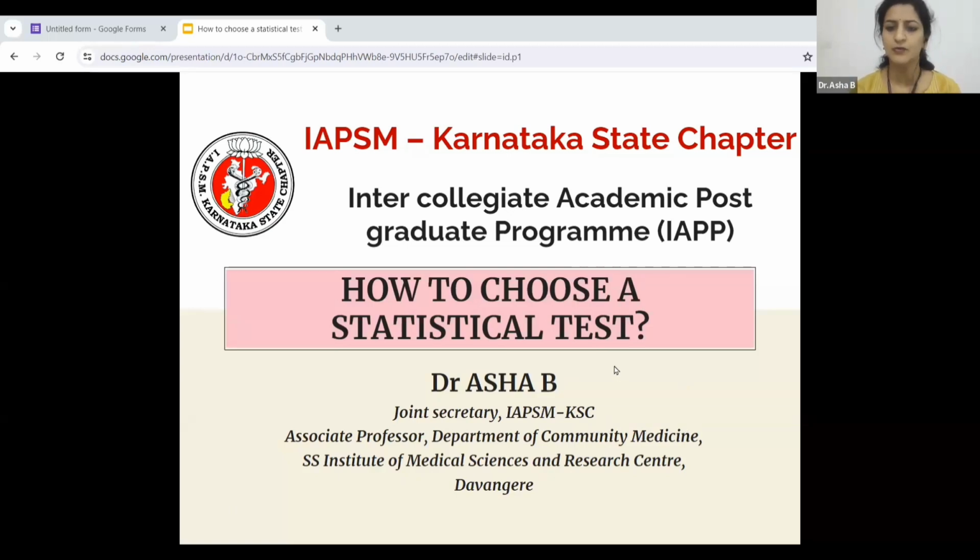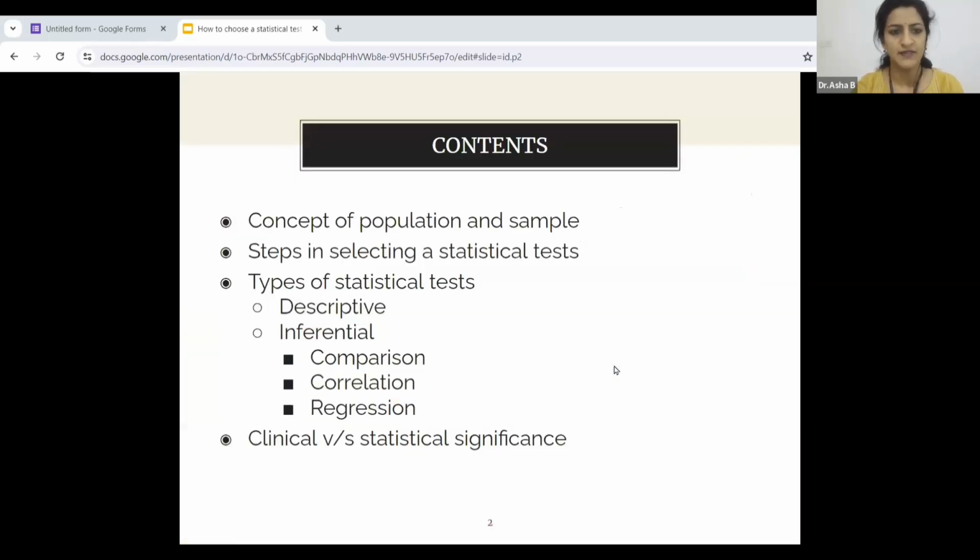So this topic is how to choose a statistical test. I have mainly designed it with postgraduates in mind. In this topic, we will be dealing with the concept of population and sample. Then we'll look into steps in selecting the statistical test, and we'll see what the different types of statistical tests are. As we all know, they are mainly divided into descriptive and inferential. And lastly, we'll see the importance of clinical and statistical significance before we decide whether or not to do a study.